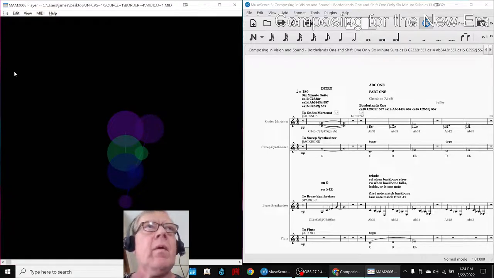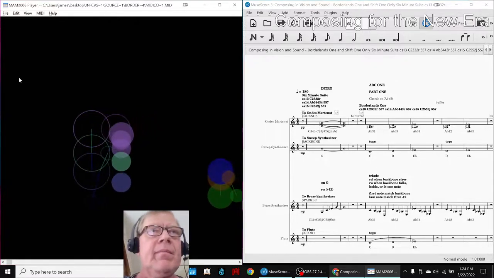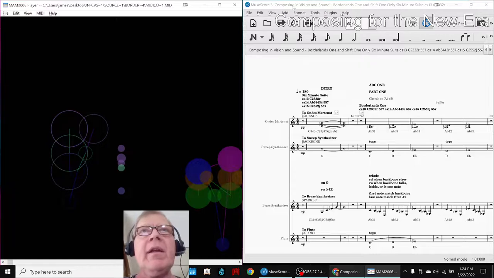Okay, here we go. On the left-hand side, we have our MIDI animator, which looks like this. And on the right-hand side, we have MuseScore, which looks like this.